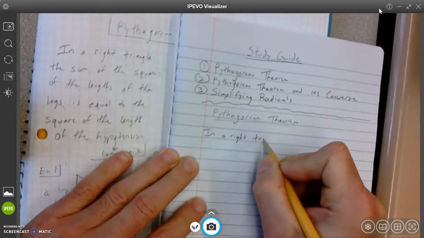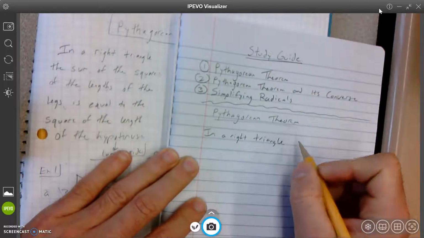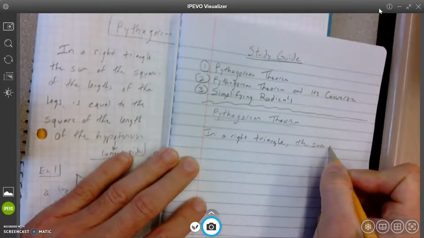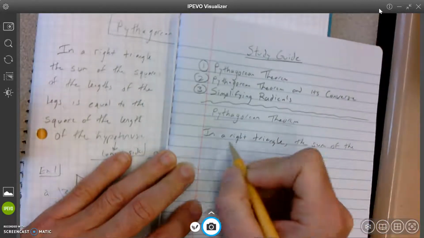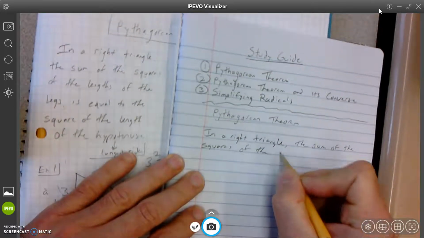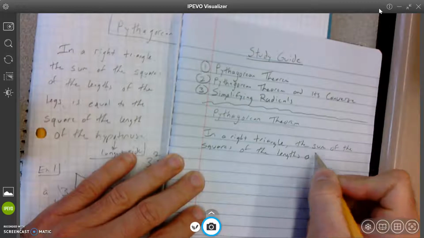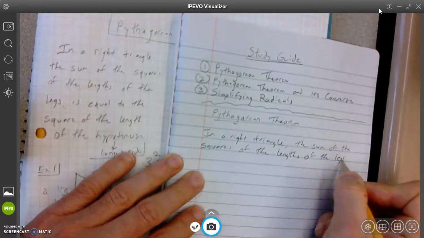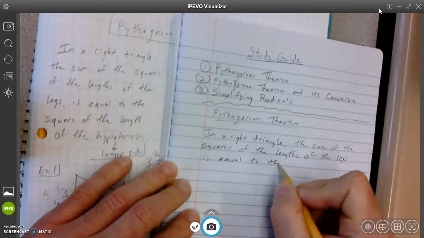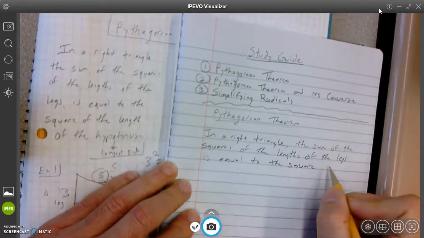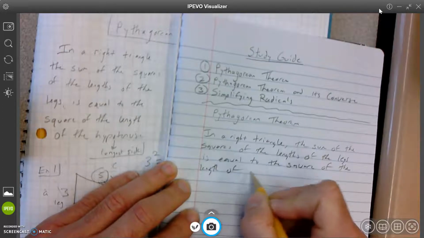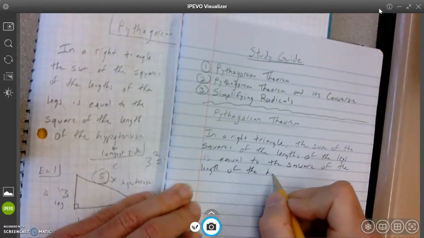In a right triangle, I'm trying to just get familiar. I'm not just going to copy it. I'm trying to figure out what it means, right? In a right triangle, the sum of the squares of the lengths of the legs is equal to the square of the length of the hypotenuse.